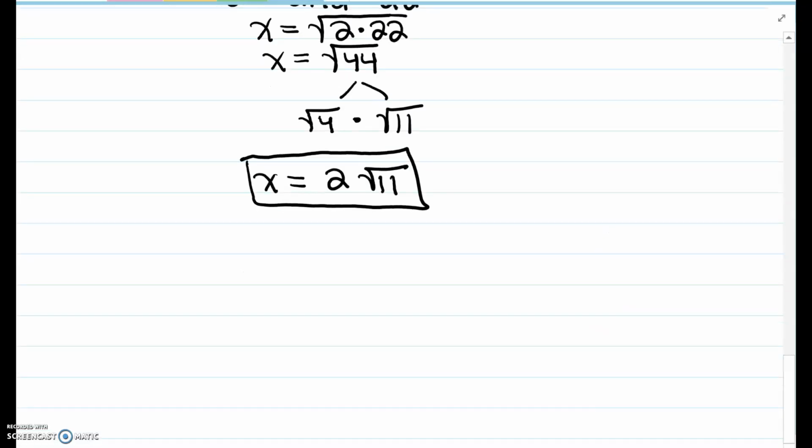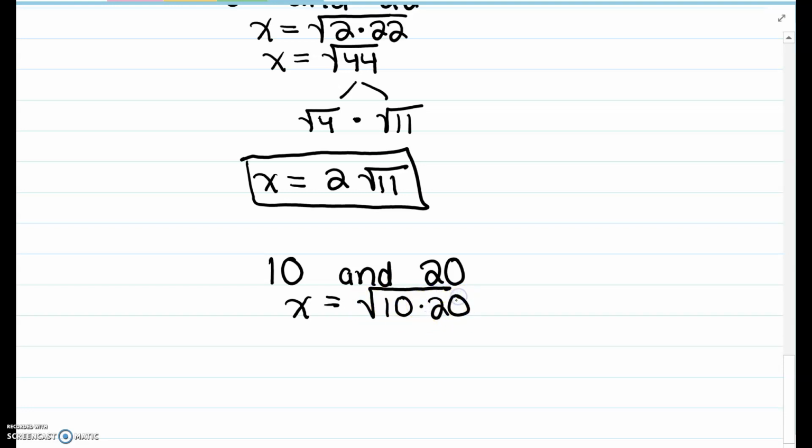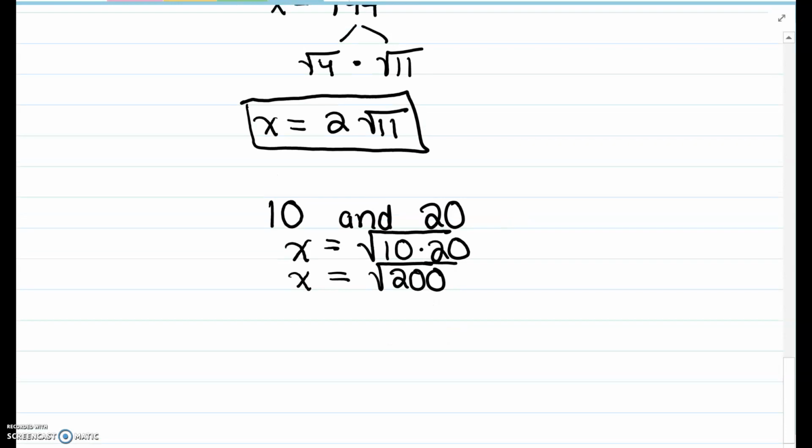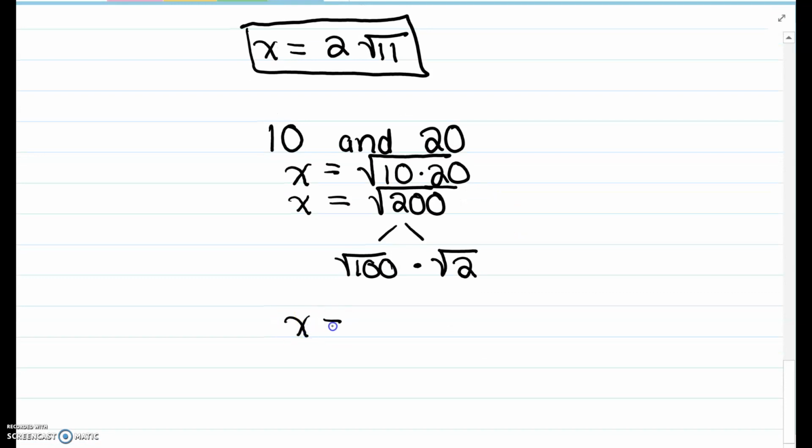Let us do one more. Let us find the geometric mean of 10 and 20. So we get x equals square root of 10 times 20. X equals square root of 200. And we could split that up into radical 100 times radical 2. And the square root of 100 is 10, so we get 10 radical 2.